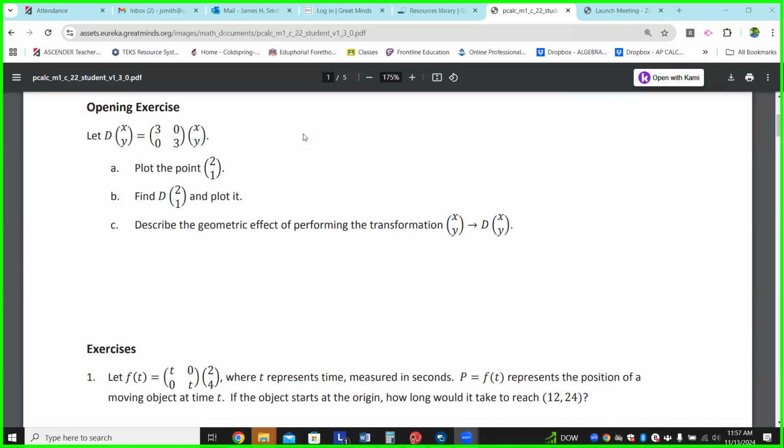All right, here we go. So again, part A is just to plot the point. So this right here is the same concept as your X and your Y. So a different way to write this, you could say 2 comma 1.